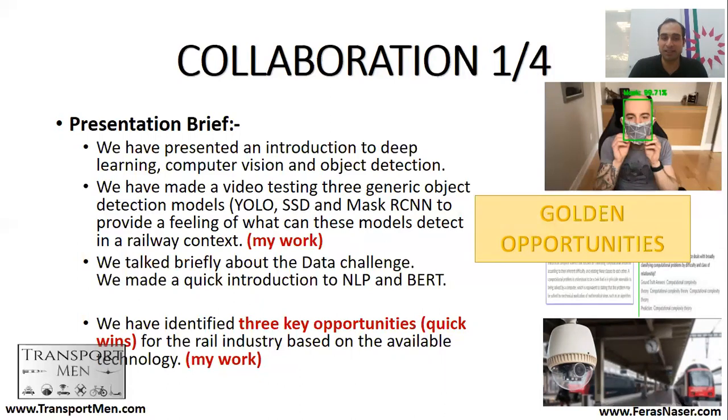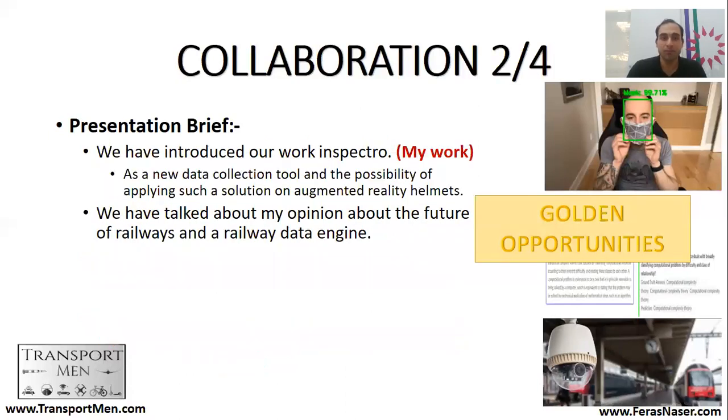We talked briefly about the data challenge, and we made a quick introduction to NLP and PERT and how PERT can help in collecting expert opinion and having this knowledge index for railways. We have also identified 3 key opportunities, quick wins for the rail industry based on the available technology. We talked about mask detection during the COVID-19 crisis. We talked about PERT and using this for collecting expert opinions. And we talked about using railway stations and information from trains to offer trust services.